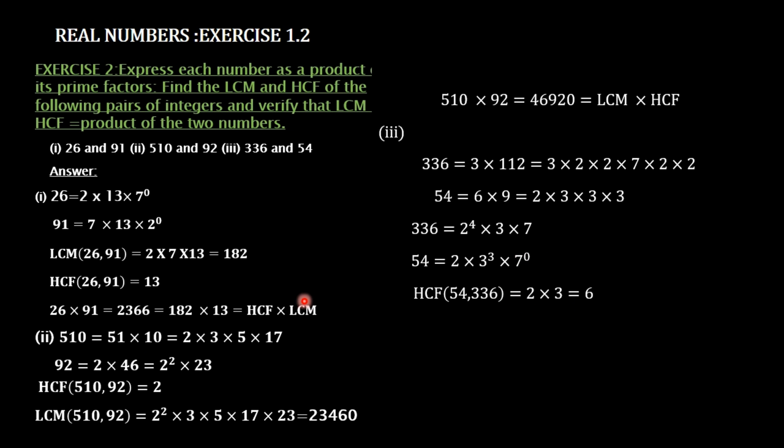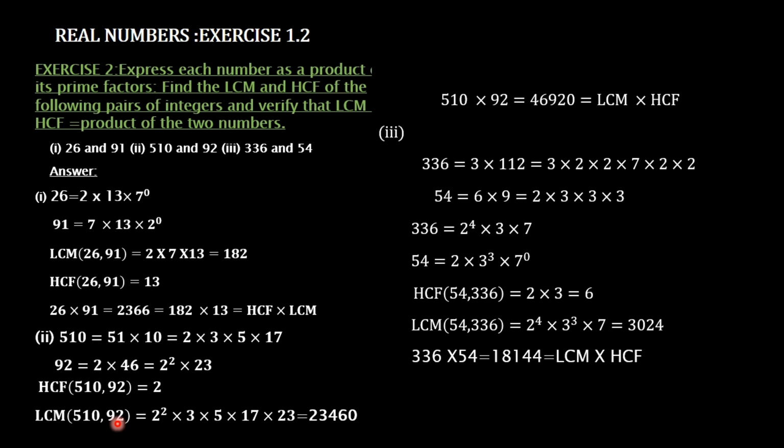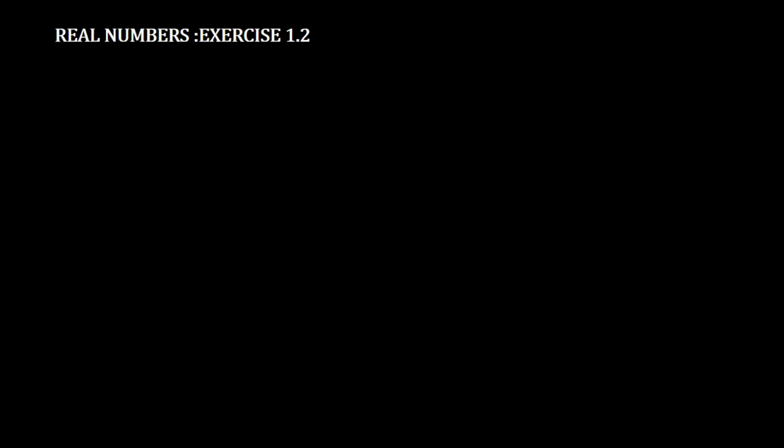Then what will be our LCM? 2 raised to 4 into 3 cube into 7. It is 3024. Now we are going to verify this relation, that is 54 into 336 equal to 18144, which is equal to HCF into LCM. You can do the calculation for further clarification if you need. So moving on to next.